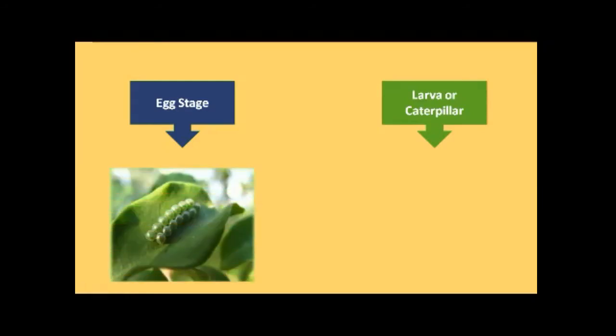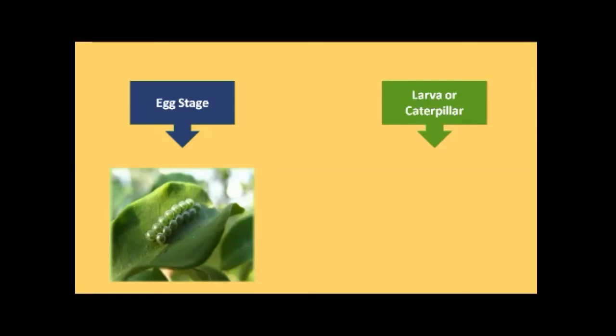During the egg stage, an adult butterfly, a mama butterfly, will fly from plant to plant, and when she finds the perfect one, she will lay her eggs on it. Okay, then a tiny baby caterpillar lives inside those eggs. When they are ready, these little caterpillars chew their way out of the egg. And now we have reached stage number 2.